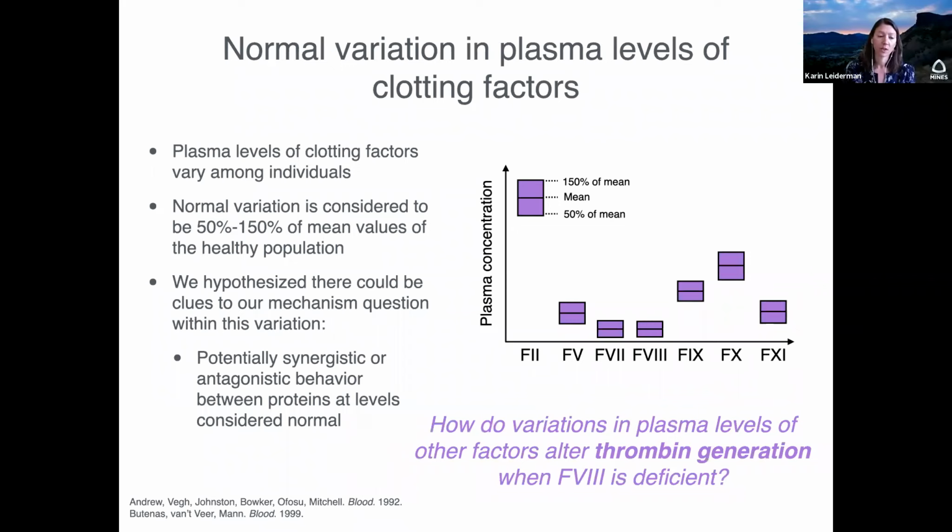So the ultimate question we wanted to answer then is, how do variations in plasma levels of other factors alter thrombin generation when factor 8 is deficient? And not necessarily variation of one factor, but variations of multiple factors simultaneously. And maybe a related and possibly more important question would then be, can we create sufficient amounts of data that we can then statistically analyze to answer this question? So what is necessary for generating such a data set?